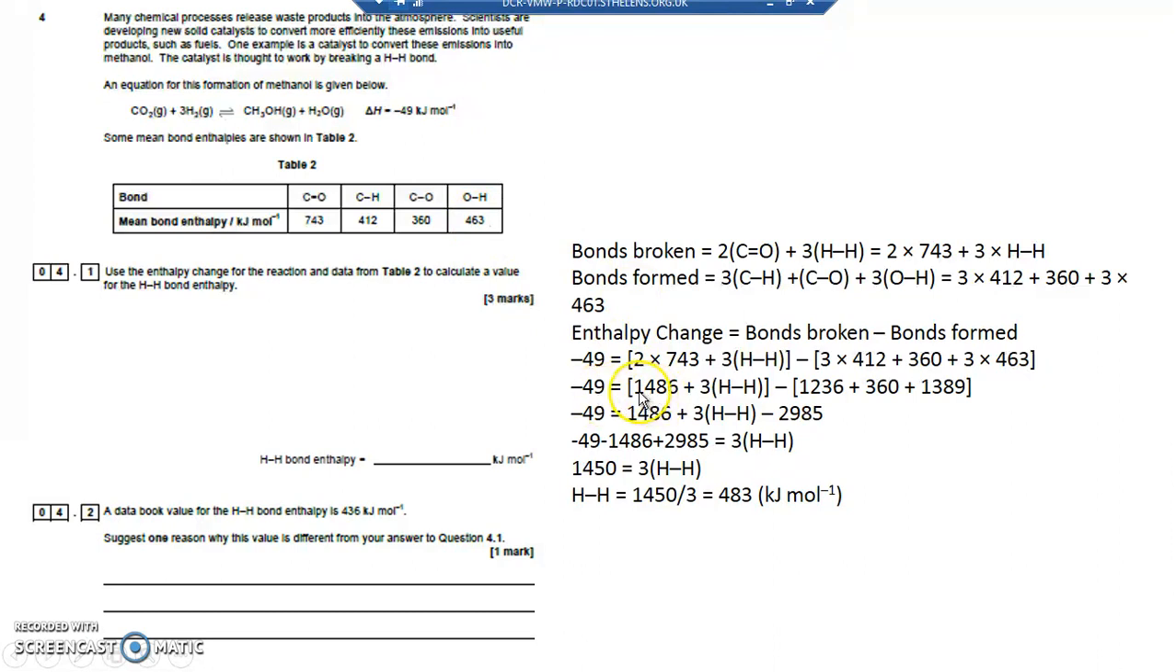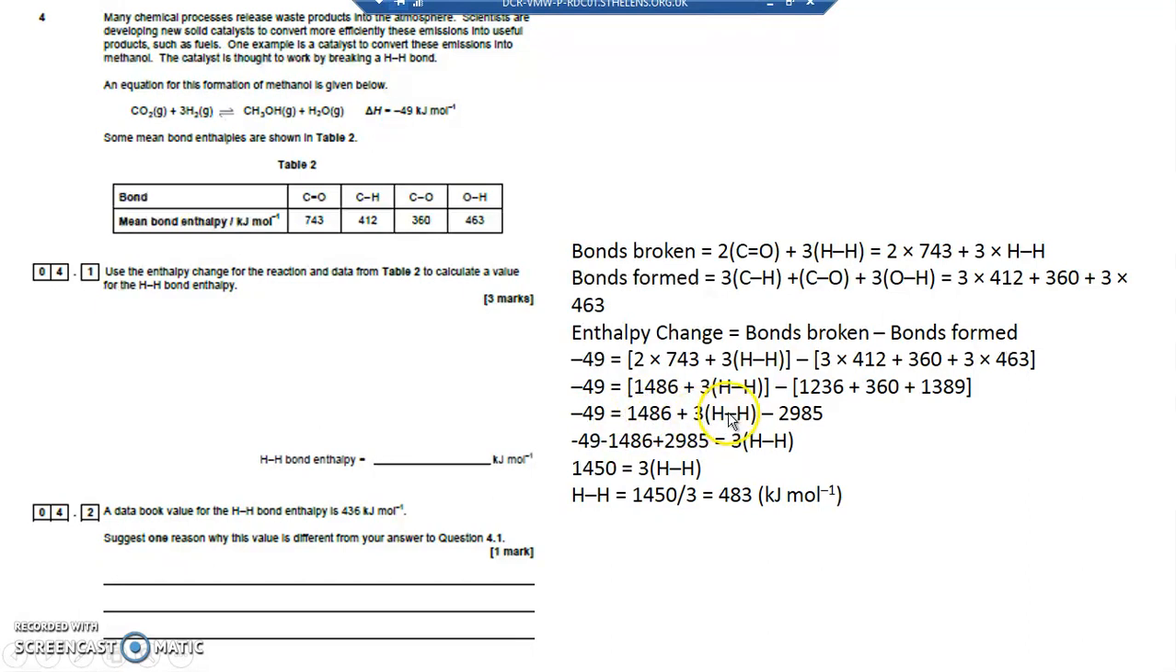So minus 49 is 2 times 743, add the 3 H-H bonds that I don't know, take away, so I'm subtracting the values of the bonds that are formed, so bonds broken take away bonds formed. So I've got 3 times 412 for my C-H's, a carbon to oxygen, which is a 360, and then an O to an H, and 2 more O-H's here, so 3 times 463.